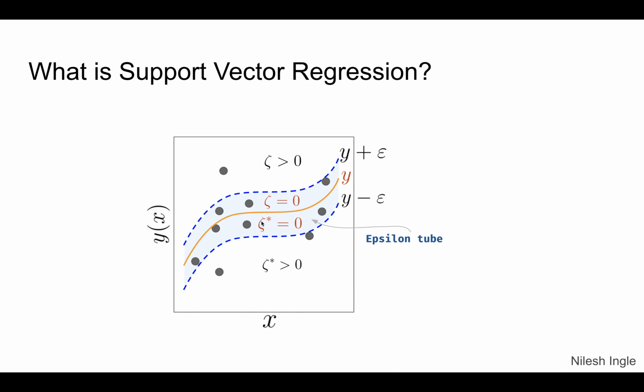Similarly, if the data points are below this orange line, then it's marked by zeta star, still equal to 0 because they are within the epsilon tube, that is this blue shaded area. However, if they are outside that, farther away from that, then as you go farther away, the value of the zeta star would increase. So we are adding more and more penalty for that particular data point, which is away from the existing data points within this epsilon tube.